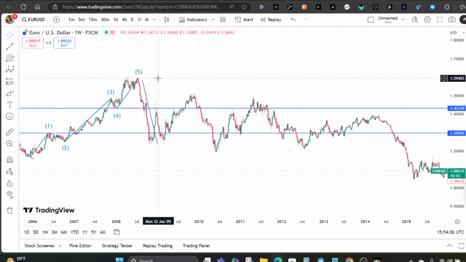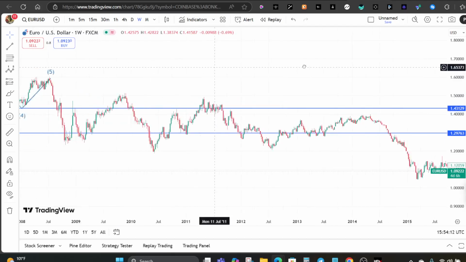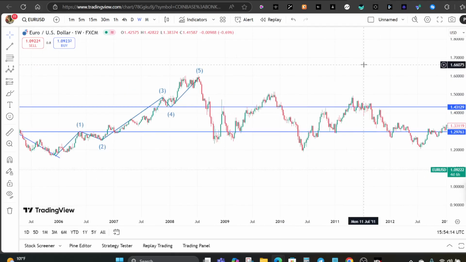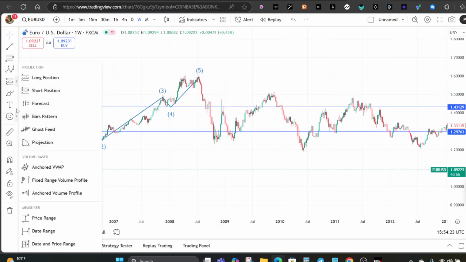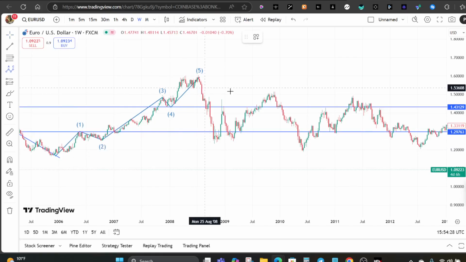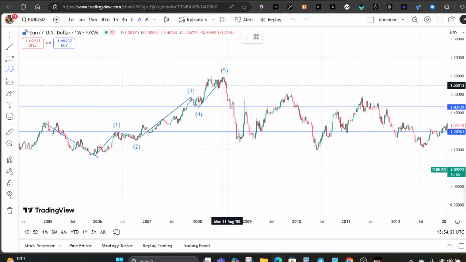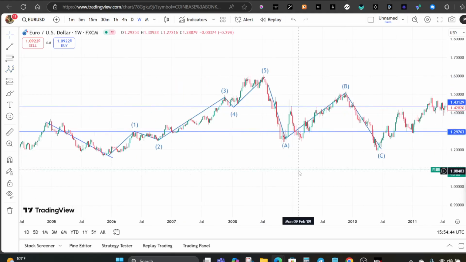So talking about corrective waves, this is the pullback move. After the 5 wave impulse move, the market corrects in 3 waves. The market corrects in 3 waves, A, B, and C. So this is A, B, C, right? The corrective waves usually occur after the impulse wave.